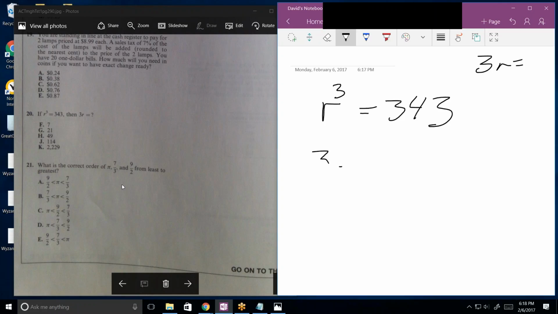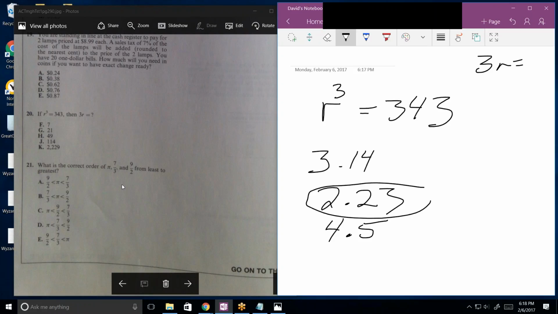So let's write pi as 3.14. And now give me a decimal on 7/3. 2.33. And now give me a decimal on 9/2. Like 4.5. Now it's easy to order the numbers. Okay. 7/3 goes first, pi goes in the middle, and 4.5 goes on the right. So it'd be B. B, exactly.